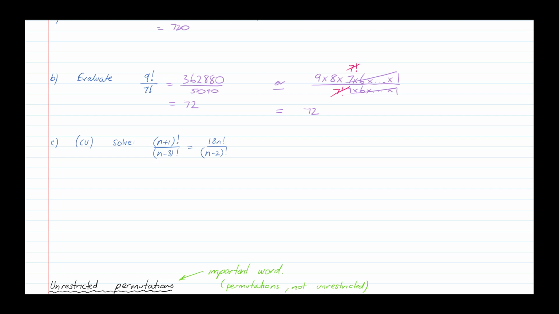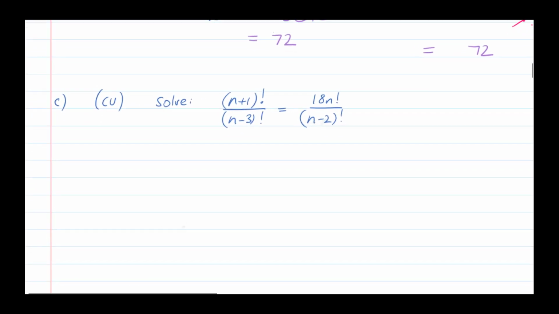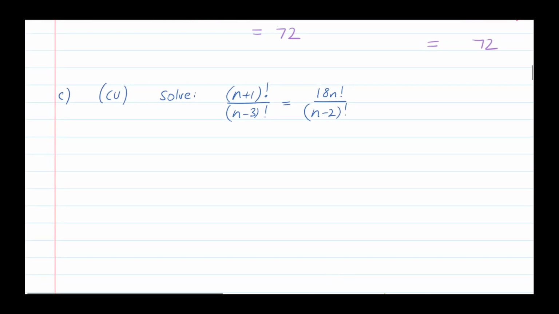So firstly, n plus 1 factorial divided by n minus 3 factorial. We'll zoom in on this a little bit, and this gives us, and I'm going to write it out in full, n plus 1 times n times n minus 1 times n minus 2 times n minus 3, and I'm going to leave the n minus 3 in factorial form, over n minus 3 factorial.